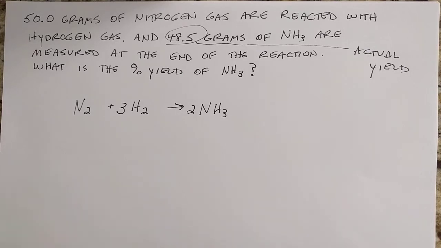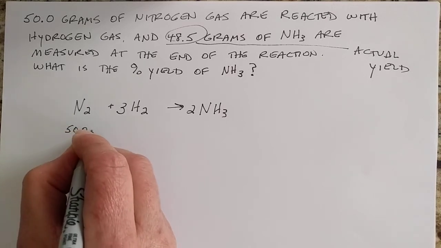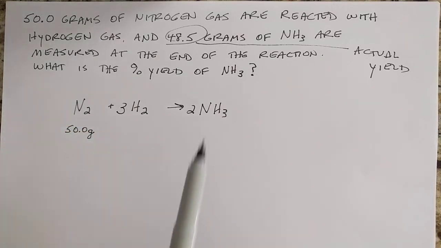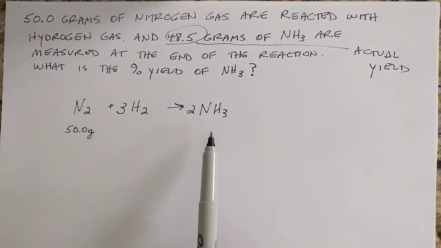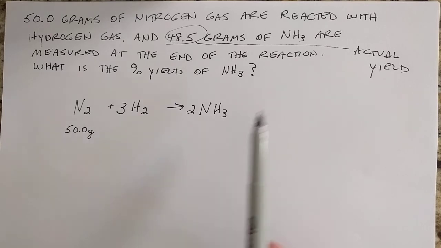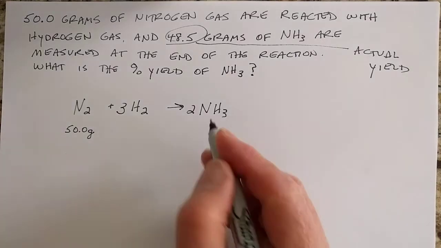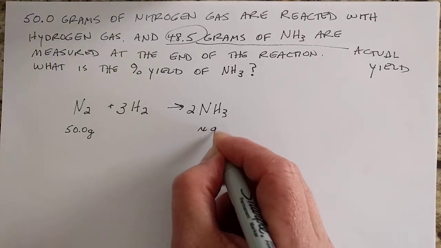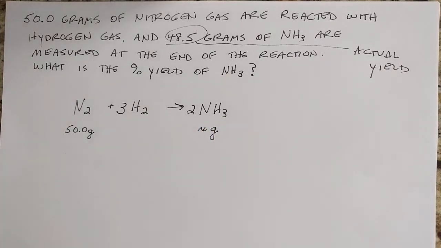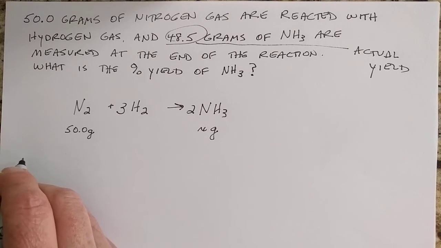Now, our problem tells us that we have 50.0 grams of nitrogen. This 48.5, we are not going to put that right here because we are saving this for stoichiometry. This is the actual. We want to figure out our theoretical yield. This is what we want to figure out. How many grams does the stoichiometry tell us we're going to get? Okay, so we just do dimensional analysis like we have been doing.